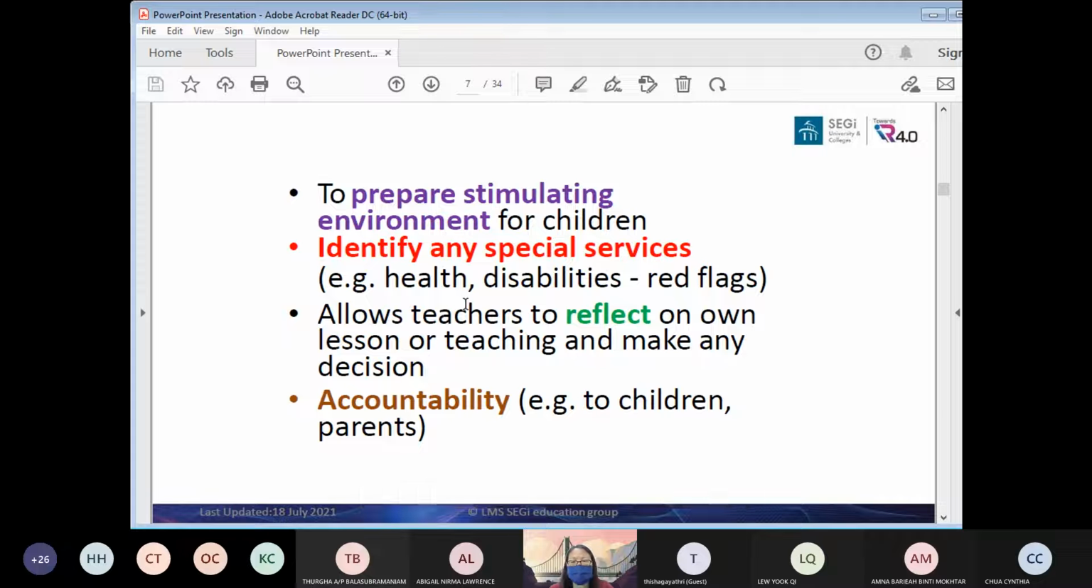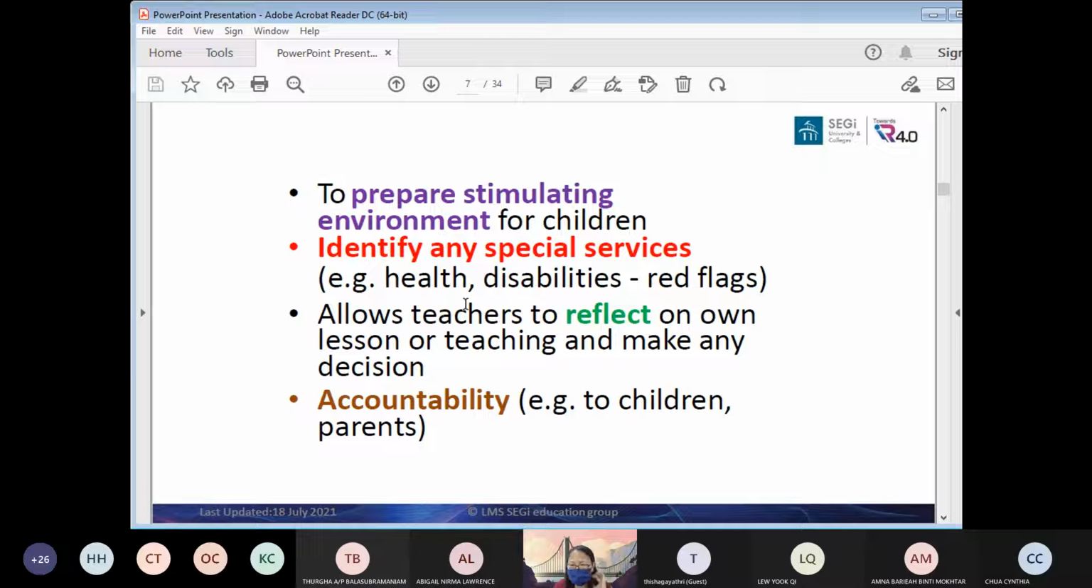Also, prepare a stimulating environment for children. If you already know the reason about the child that you observe, you can prepare the most suitable help for this child. In case there are any disabilities that you observe, how will you help this child? If there are any disabilities, you may need to bring it to the parents' attention, and they may need to seek professional help, for example.